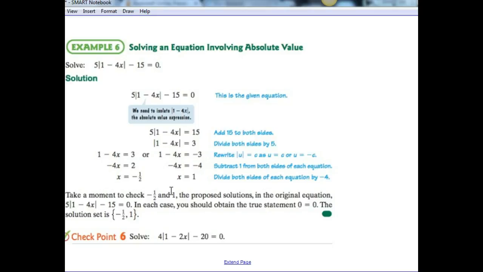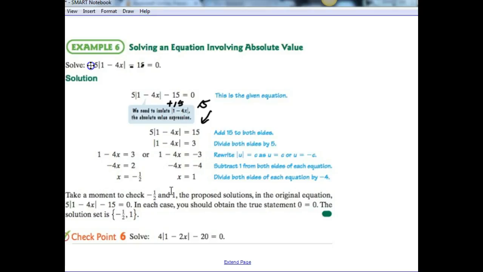first of all, you've got to isolate, or get, the absolute value by itself. So if you'll notice, the absolute value is being multiplied by 5 as well as 15 is being subtracted from it. So I need to fix some of these because we need to get just the absolute value part by itself. So step 1 is you have to add the 15 over, which is what gives you this step down here. Okay. Then step 2 would be I'm going to divide both sides by 5.